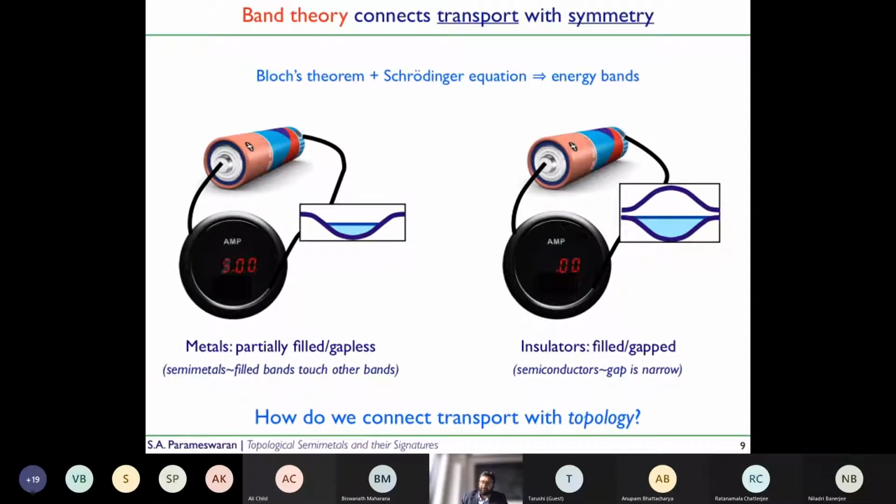So, if I step back and ask, what is the role of band theory in solids? At a very basic level, what band theory does is link transport properties of systems with symmetry. This is the great accomplishment of Bloch's theorem, and of the quantum theory of solids, because the ingredients that go into band theory are Bloch's theorem, which is a statement about discrete translational symmetry and how to think about eigenstates of the Schrödinger equation in the presence of the discrete translational symmetry.